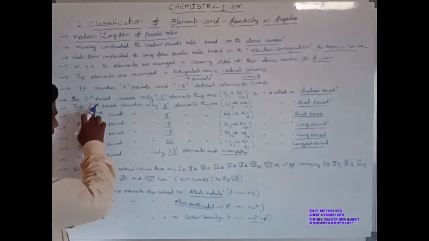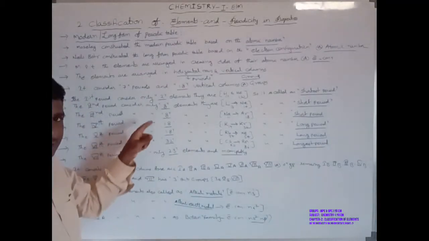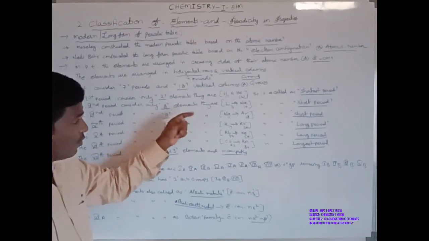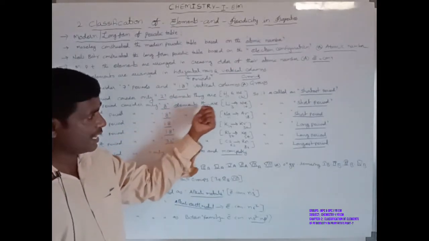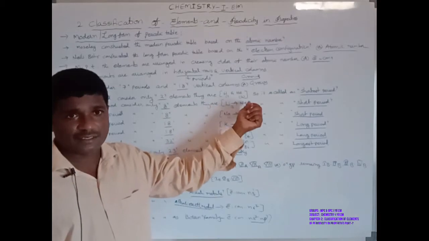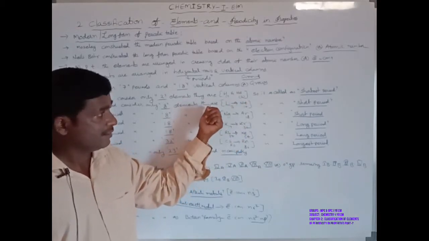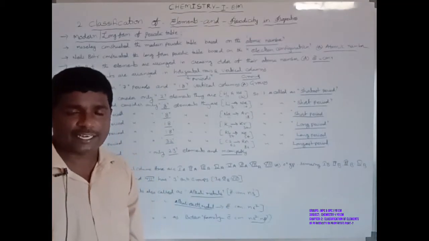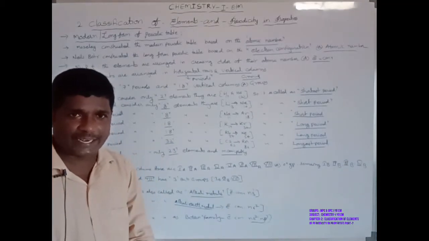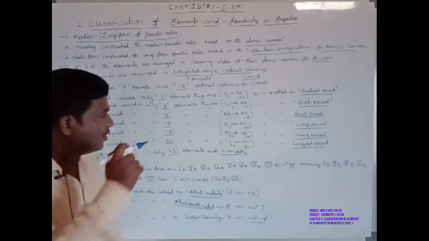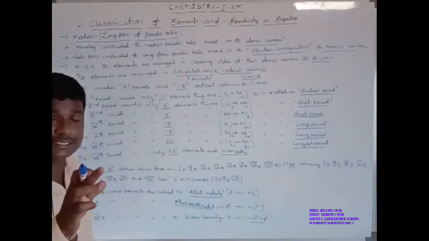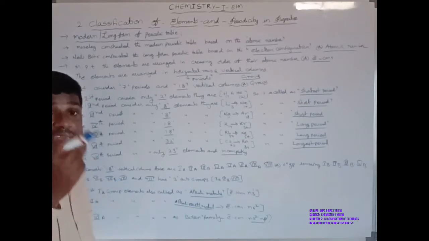Remaining, the second period. The second period consists of only 8 elements, those are lithium to neon. So it is called a short period. The second period is also called a short period because it consists of only 8 elements, but the first period consists of only 2 elements, so it is called the shortest period.